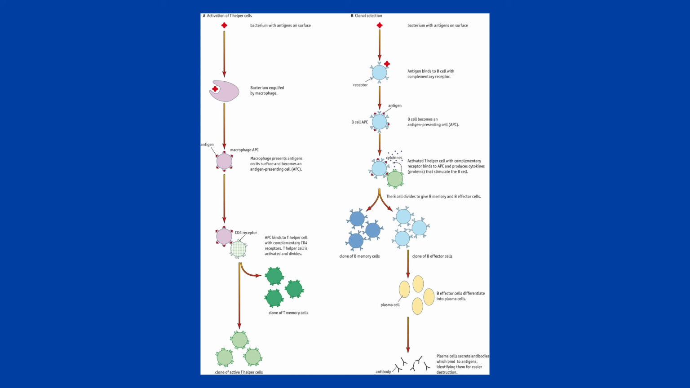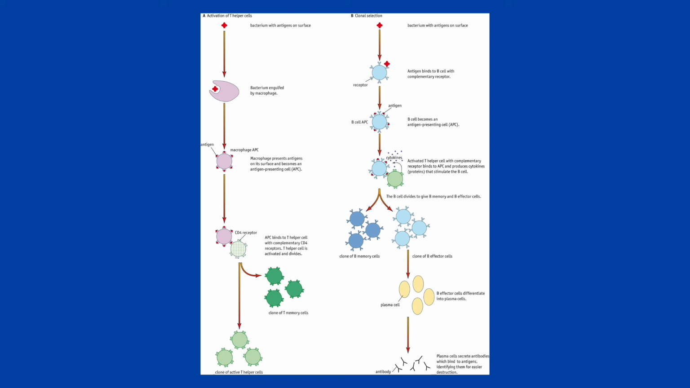Finally, T killer cells are also involved in the specific immune response. If a bacterium or a virus invades a body cell, then it is located within that cell and is not accessible to the rest of the immune system, which acts outside the body cells. The infected cell will present the bacterium's or virus's antigens on its surface and becomes an APC, an antigen-presenting cell, much like a macrophage would. A T killer cell with a complementary receptor binds to the antigen presented on the body cell, and this stimulates it, cloning to produce T killer memory and T killer active cells.